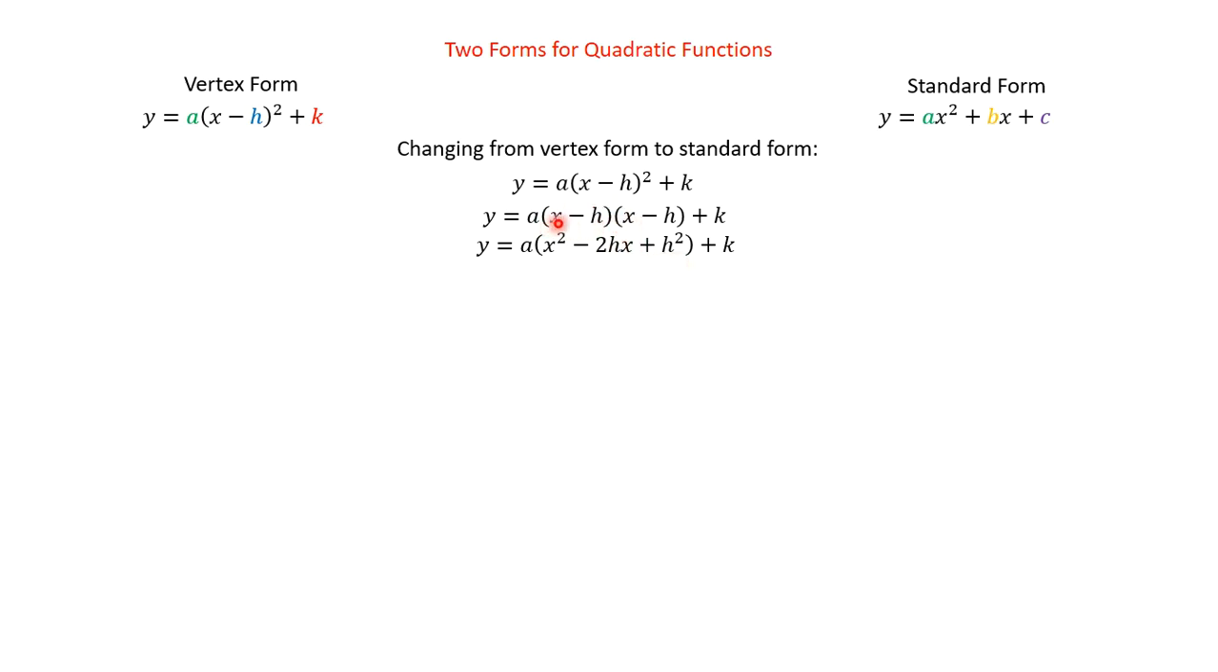All right, we have x squared minus an hx minus another hx, and then negative h times negative h is plus h squared. Then distribute the a through to get ax squared minus 2ahx plus ah squared plus k. Now our variables here, we have x squared and we have x. And so the a is actually the same. The b is this negative 2ah, and the c is this ah squared plus k.